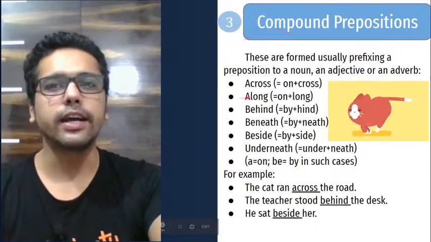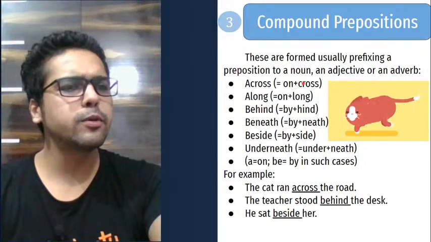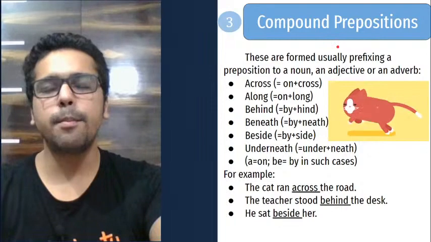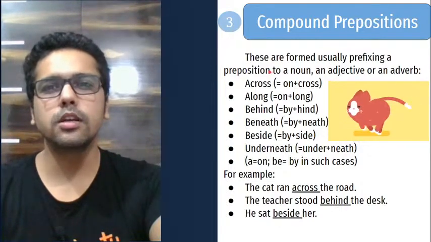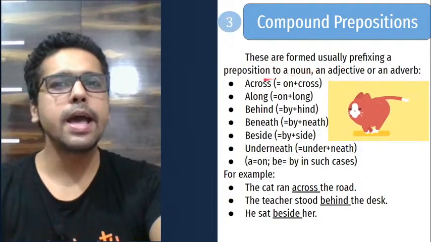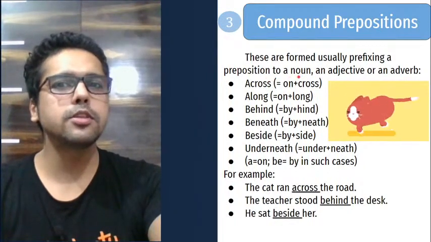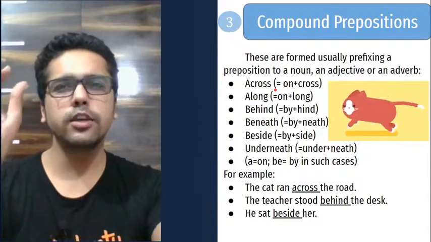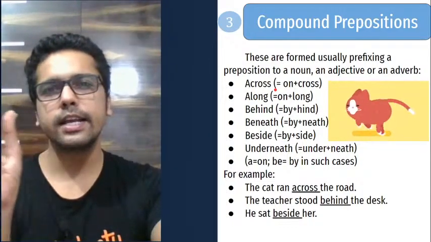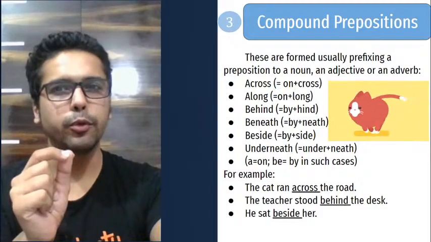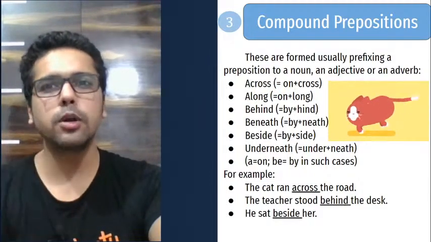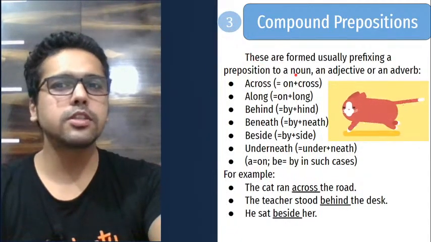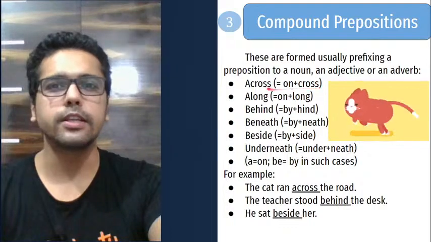Okay. Look at the third one, guys. Third one, it could be a little confusing. So pay attention here. Look at this here, compound prepositions. So these are usually formed by prefixing a preposition to a noun, adjective, or an adverb. What do you mean by prefixing a preposition? That means we use a preposition at the beginning of the word. That's called prefixing. Using a preposition with a noun, like you prefix it to a noun or an adjective or an adverb.